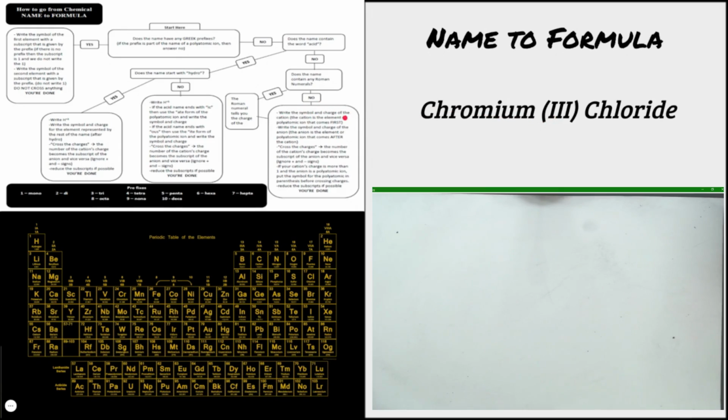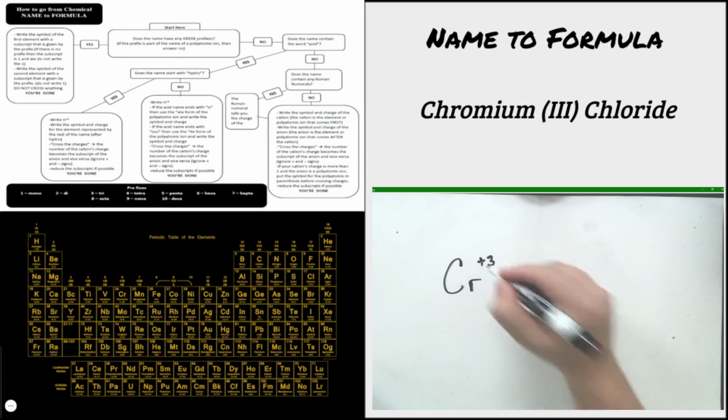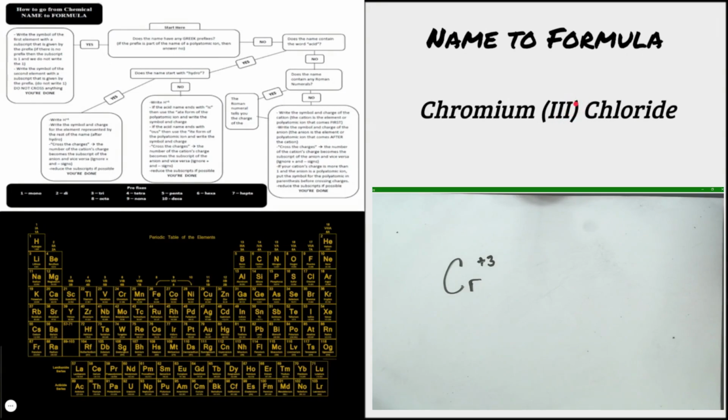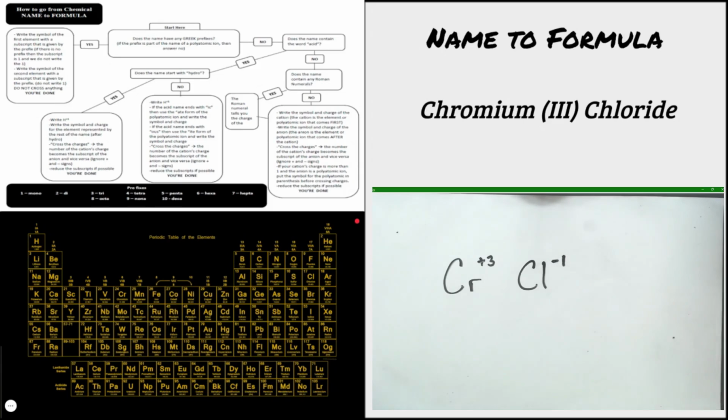So when I write the symbol and charge of the cation, I'm going to write the symbol of chromium, and it's a +3. The Roman numeral is telling me that it's +3 because chromium is one of those transition metals that has multiple charges. So in this case, it's a +3. And then chlor is chlorine. All right, so that's right here, it's Cl. And its charge is -1 because it's in group 17, and that's the charge of group 17. So then the next step here is to cross the charges.